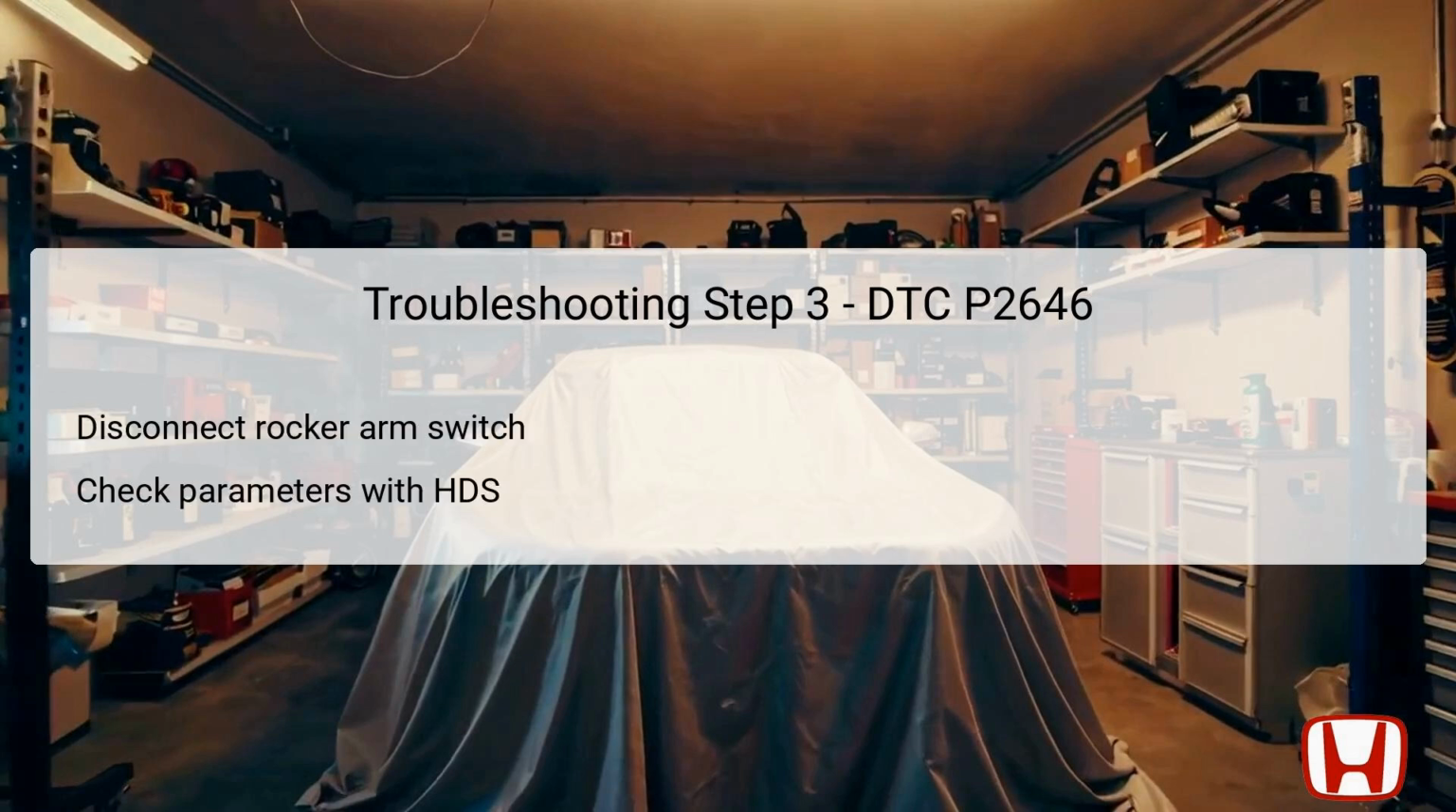In troubleshooting step 3, the process requires turning the vehicle off before disconnecting the rocker arm oil pressure switch's 2P connector.